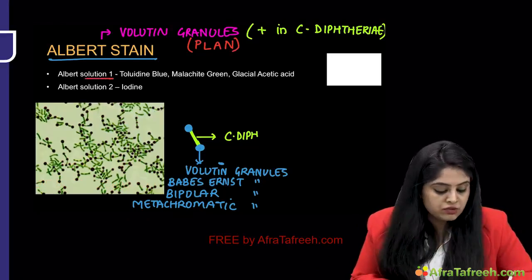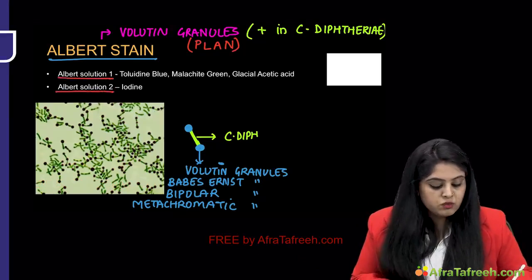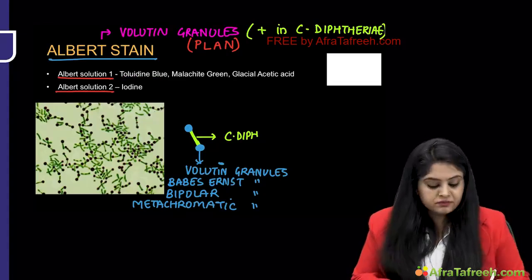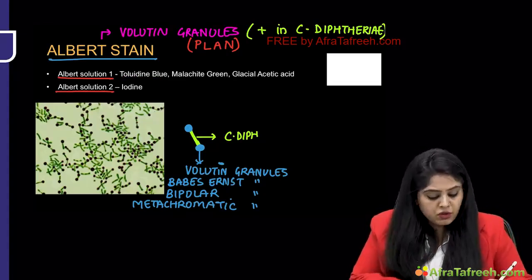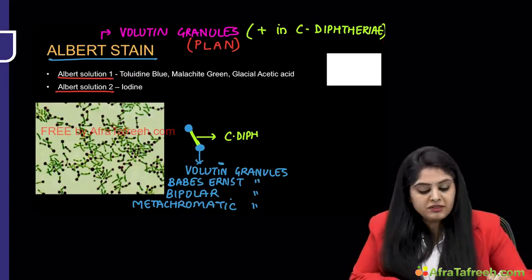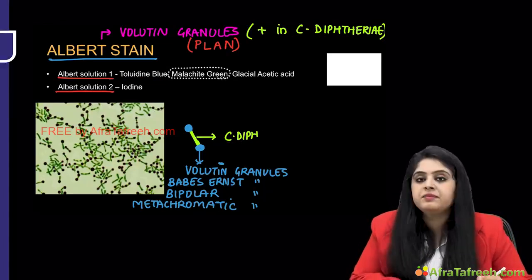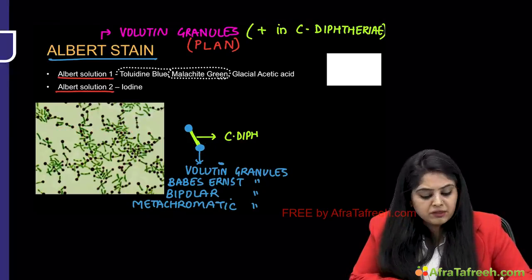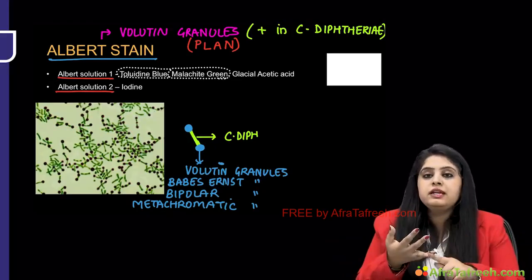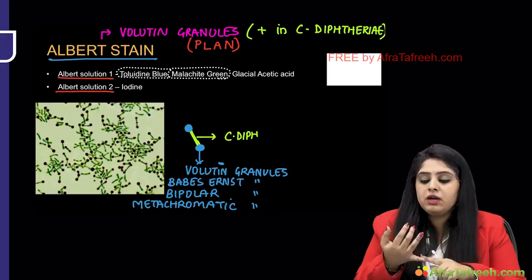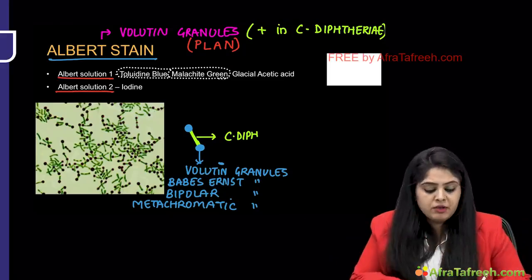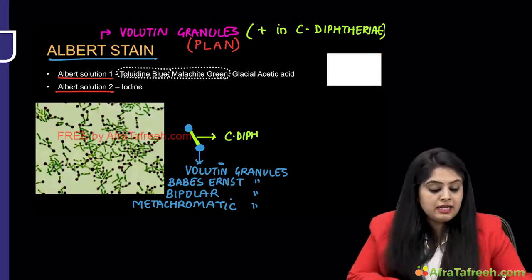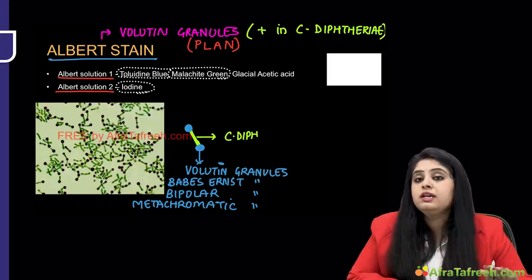Albert stain has 2 solutions, Albert 1 and Albert 2. So Albert 1 has something. Acha, did you notice something, guys? What are the 2 colors that I'm using here? For the organism, I have used a green color. This means I have to have something greenish in my stain. And for the volutin granules, I've used some bluish purple color. So this means I'm supposed to have some bluish purple stain. That solves your purpose. I need a blue and I need a green. So I've added toluidine blue for blue color and malachite green for green color. Little bit of acid which you can add anywhere. That is Albert. So Albert 1 is going to have all the colors, the blue and the green. Albert 2 is going to have iodine, only and only iodine in it.